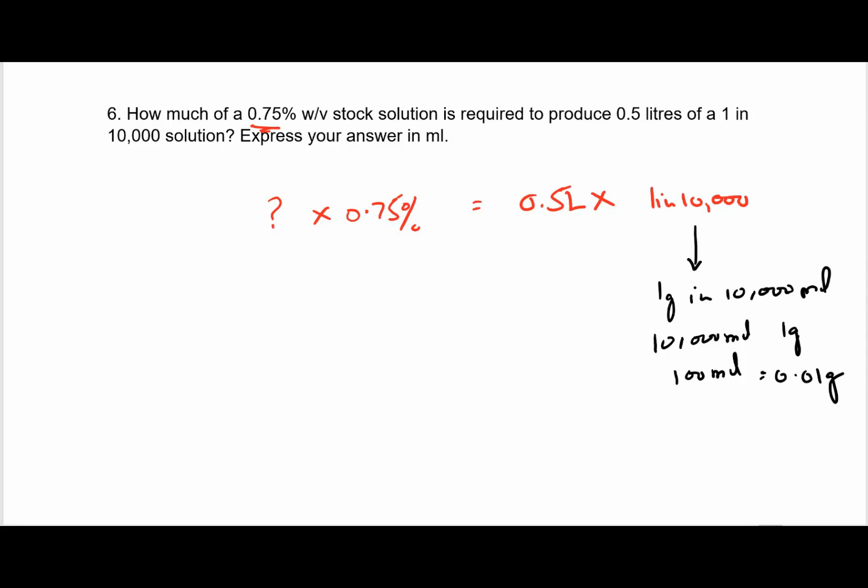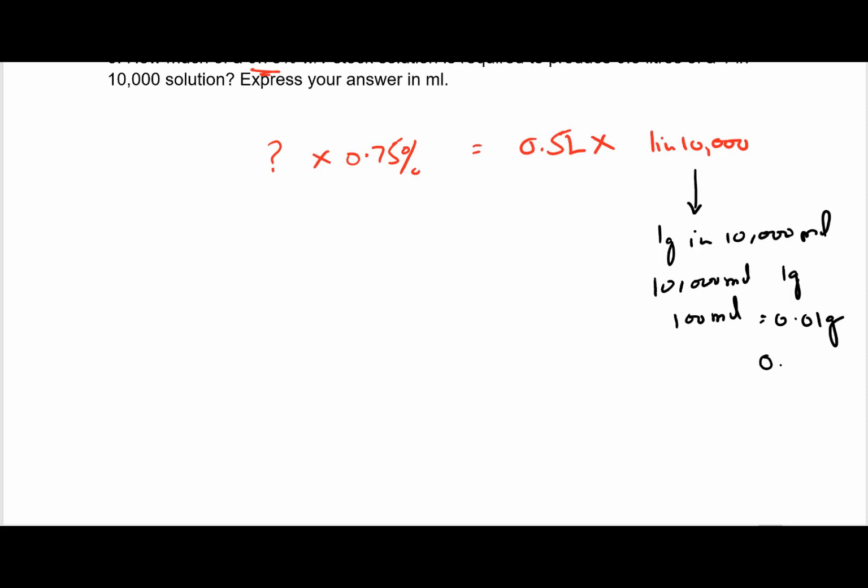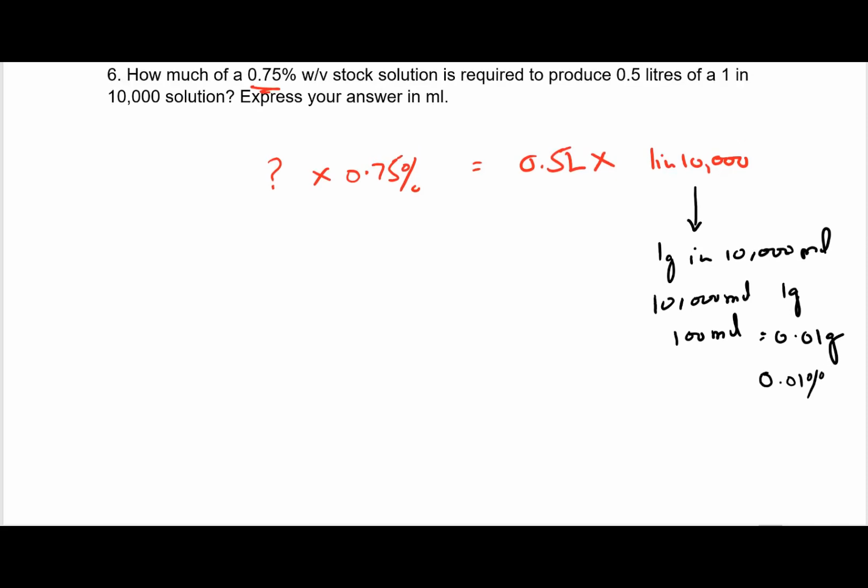So again, the concentration of the final solution is given as 1 in 10,000. So I'm trying to convert that into percentage. So 1 in 10,000 is equal to 0.01%. Remember, we did this yesterday. We did the conversions between the different types of concentrations, right? So 1 in 10,000 is equal to 0.01%. So this becomes 0.5 liters times 0.01%.